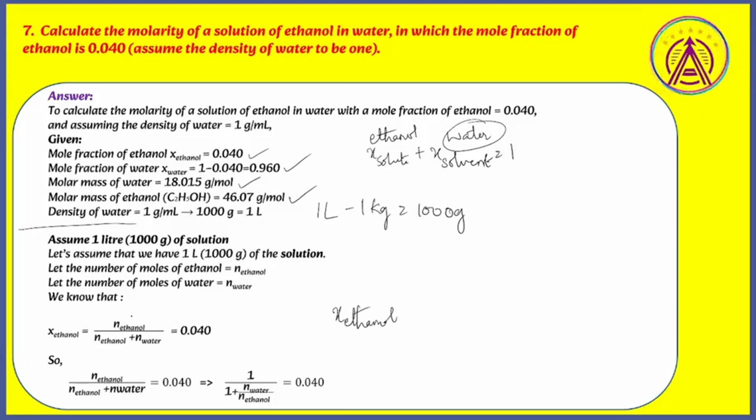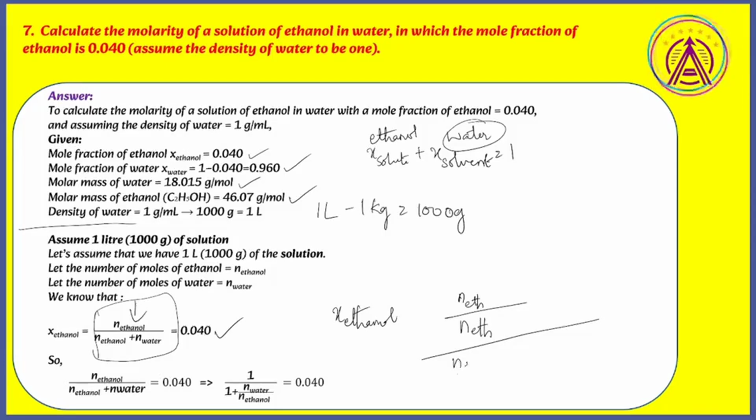Right, chi ethanol is nothing but the number of moles of ethanol divided by the total number of moles, that is moles of ethanol plus moles of water, which we know is 0.40. Now let me try to simplify this fraction by dividing both the numerator and the denominator by moles of ethanol. So what will I get? I will get moles of ethanol divided by moles of ethanol, whole thing divided by moles of ethanol by moles of ethanol plus moles of water by moles of ethanol, correct?